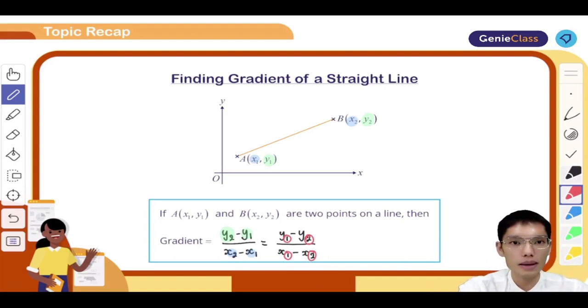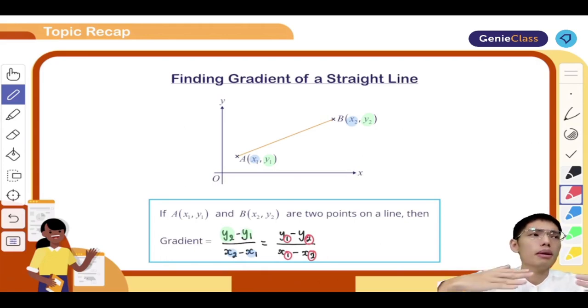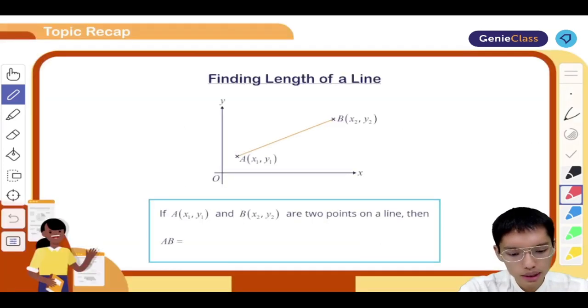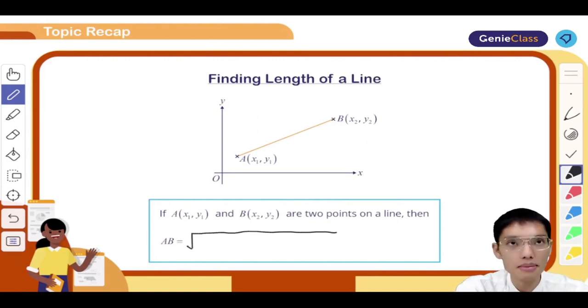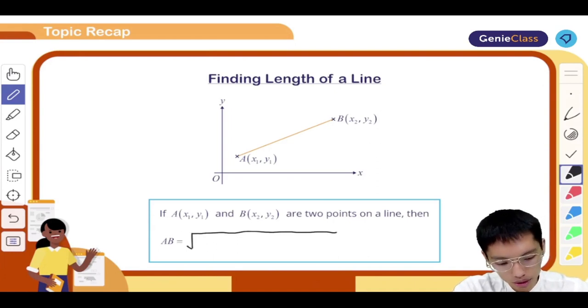Now with respect to gradient as well as other stuff, gradient is used to find my equation of a straight line. But sometimes they don't really want the equation of the straight line. They might want something else, say for example, the length of a line. Does anybody recall, for two points on the line, where this concept stems from before I provide you with the formula?